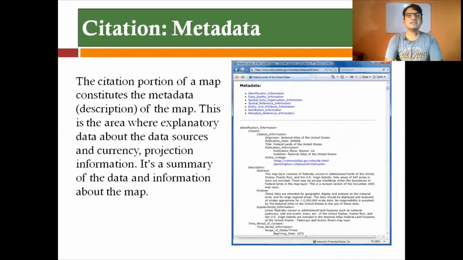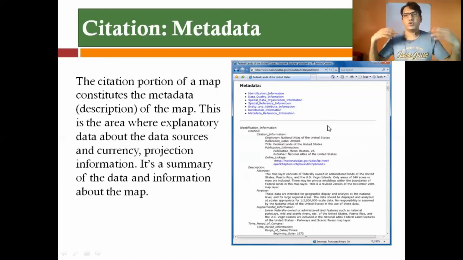Now comes the citation. Citation is called the metadata. The citation portion of the map constitutes the metadata description of the map. This is the area with explanatory data about the data sources, currency, and projection information. It is a summary of the data and information about the map. So this is the metadata, all about the information of that map.